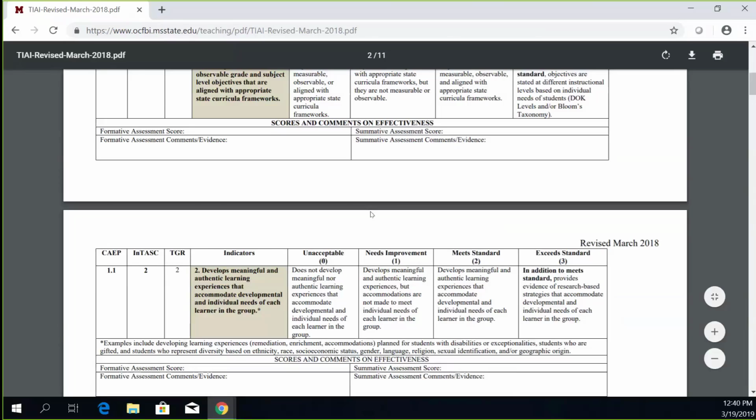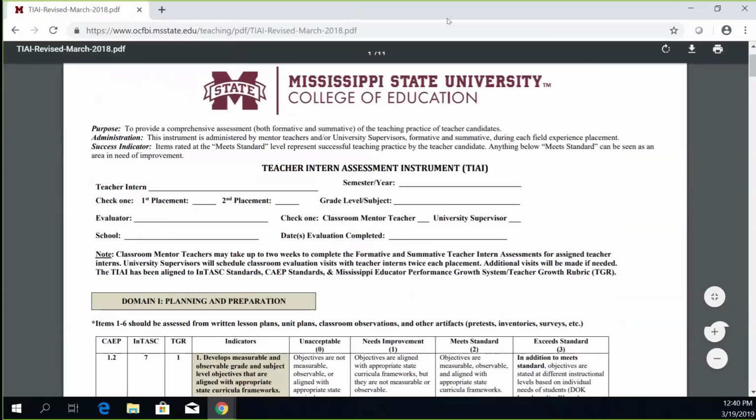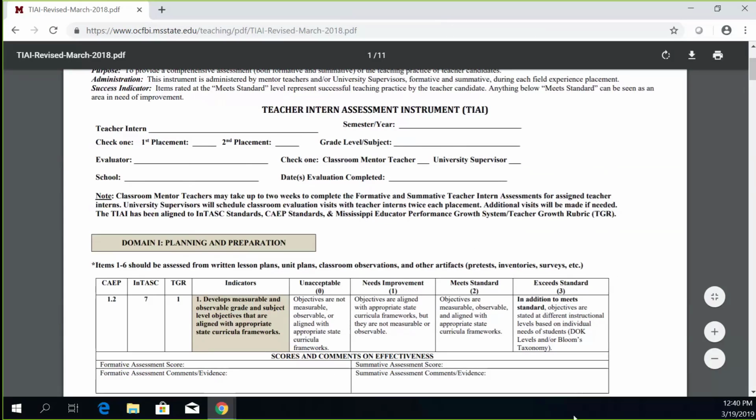So if we look at the form, this is what the TIAI instrument looks like. It's very confusing, but it's not confusing if you understand what you're looking at. So we'll go through it step by step. Make sure I'm still recording, but there's no way I can check my audio, which is weird, but that's okay. I'm hoping I'm doing well.